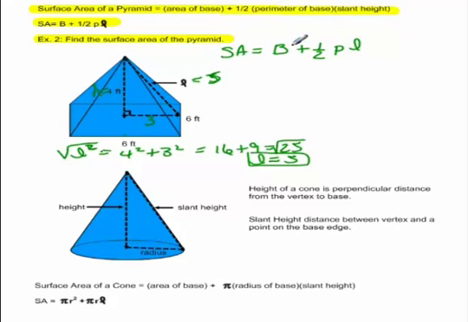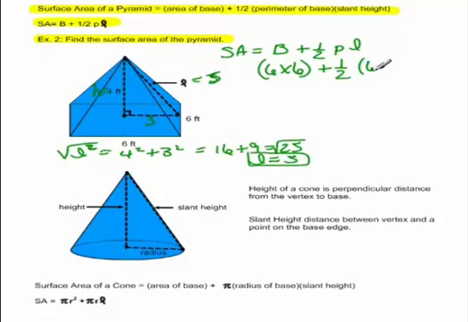So for the area of the base, which is big B, we're going to do 6 times 6 plus 1/2. And then P is our perimeter. To find perimeter, we have to add all the edges of the base together. So that's going to be 6 plus 6 plus 6 plus 6.